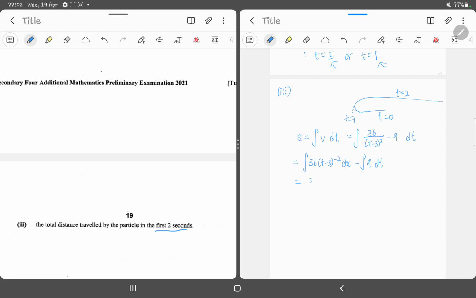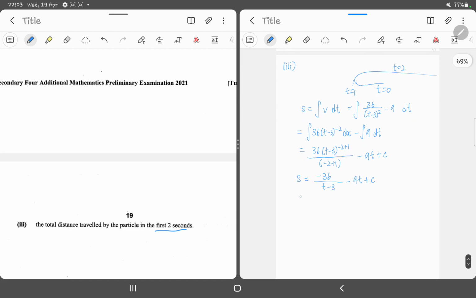So this is equal to 36 t minus 3 minus 2 plus 1 minus 2 plus 1 minus 9t plus c. So s is actually equal to minus 36 over t minus 3 minus 9t plus c.